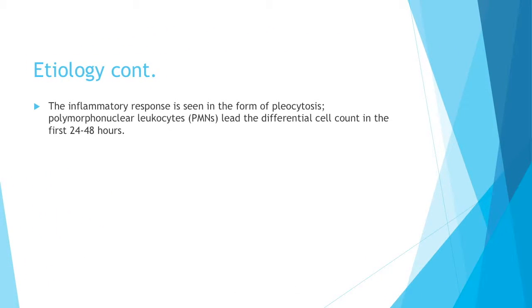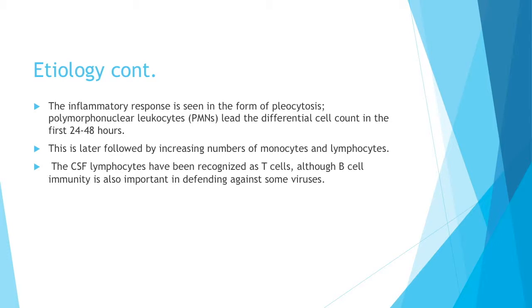The inflammatory response is seen in the form of pleocytosis. Polymorphonuclear leukocytes lead the differential cell count in the first 24 to 48 hours. This is later followed by increasing numbers of monocytes and lymphocytes. The CSF lymphocytes have been recognized as T cells, although B cell immunity is also important in defending against some viruses.